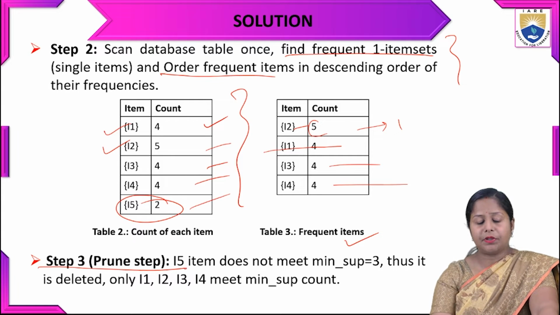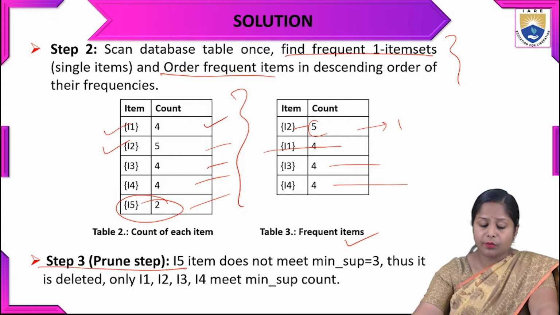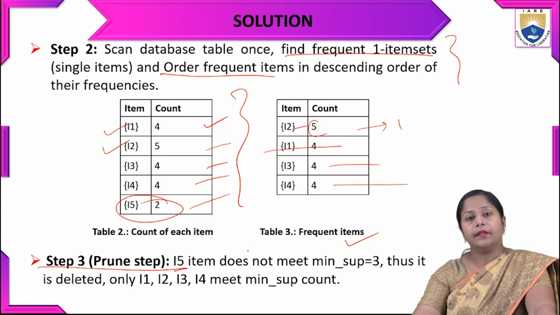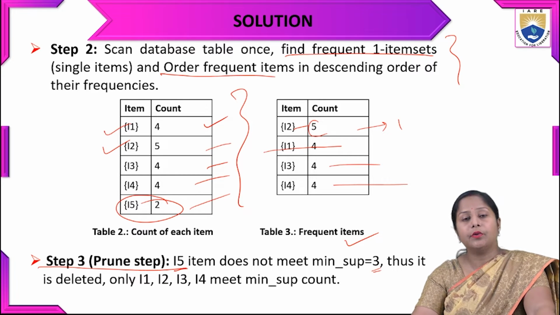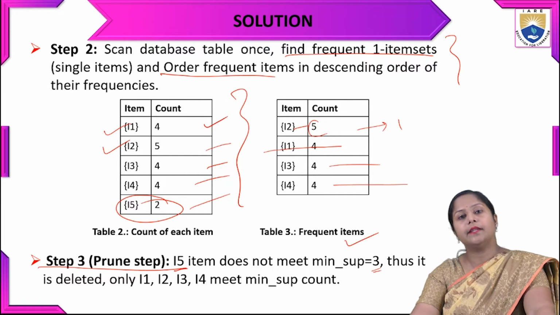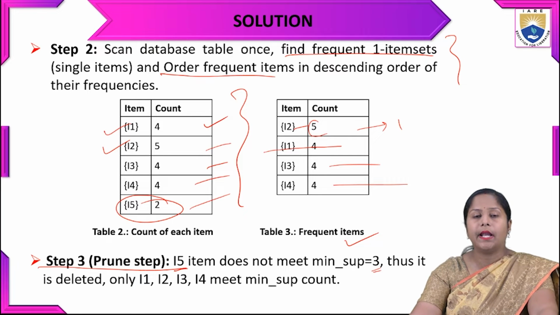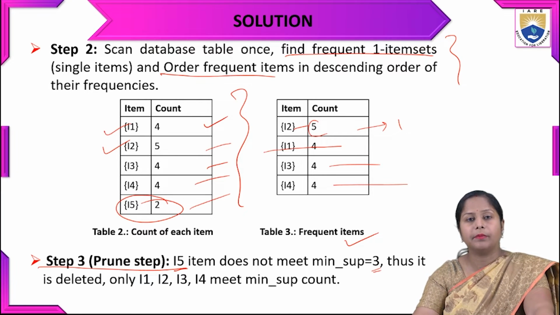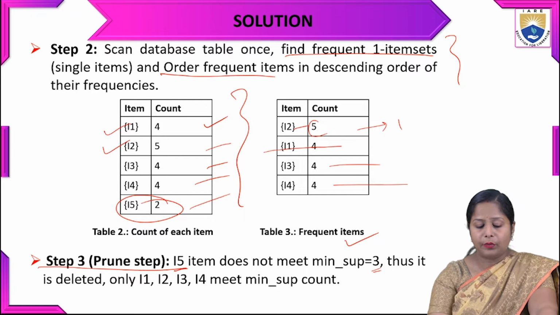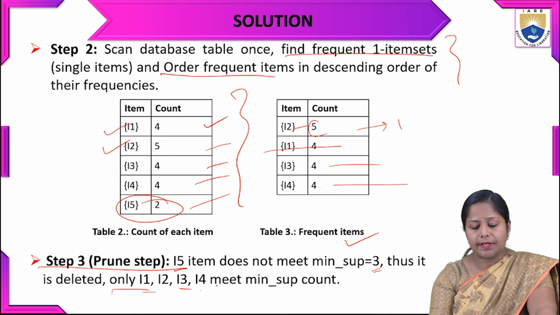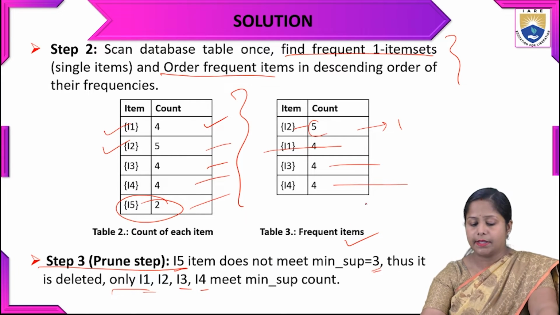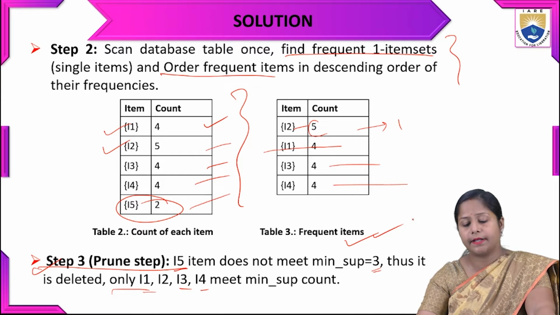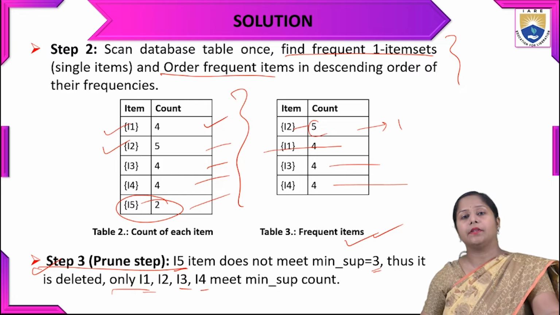So in step 3, that is the prune step, now we are going to see item 5 does not meet the minimum support, that is 3. Thus it is going to be deleted. So whatever has support less than 3 will be deleted or pruned from that particular table. So now only I2, I1, I3 and I4 are meeting the minimum support count of 3. So from step 3, we have found table 3 of frequent items I2, I1, I3 and I4.